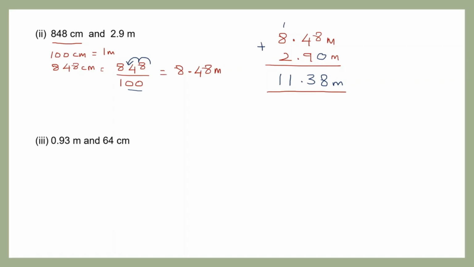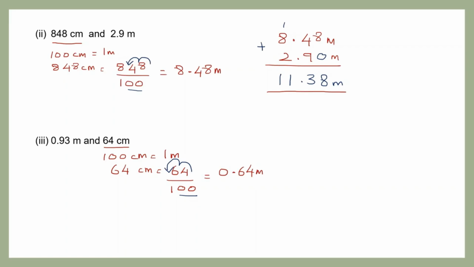Question 3. 0.93 meters. And this side we have 64 centimeters. So let's convert 64 centimeters to meters. 100 centimeters make 1 meter. Therefore, 64 centimeters will be 64 divided by 100. 2 zeros, so point moves 2 places to the left and comes here. So I get 0.64 meters.